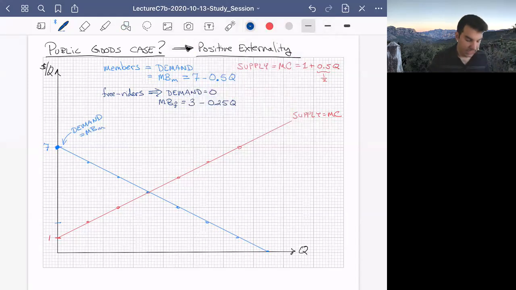But then my free riders, they don't contribute to demand, but I am going to plot their marginal benefit curve in it. So I'm actually keeping track of how much they're benefiting from the product that is effectively being provided by the members, because the members are paying for the product, but both groups are getting the benefit out of it. And so I can plot their benefit down here. It starts at 3, and every 4, it drops 1. So it looks like that.